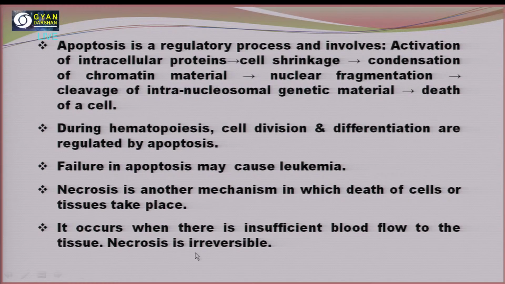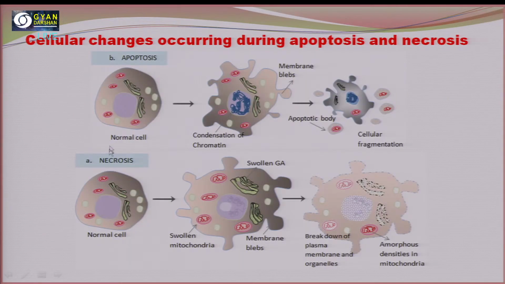Necrosis is irreversible. Here you can see the cellular changes. Here is the normal cell. In apoptosis, the condensation of the chromatin occurs, then membrane blebs form, and the apoptotic bodies are released. Here the cell fragmentation takes place. In the case of necrosis, from the normal cell there are swollen mitochondria and swollen Golgi apparatus and membrane blebs, and ultimately the cell will die.